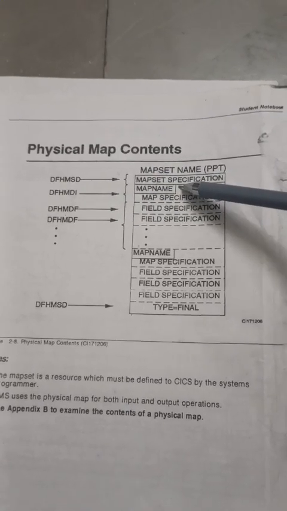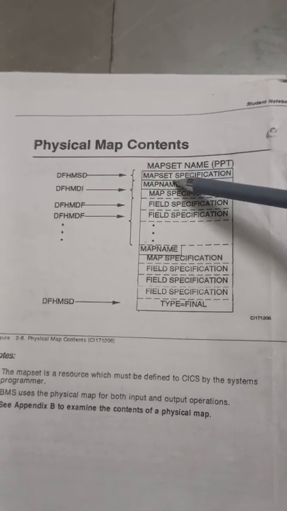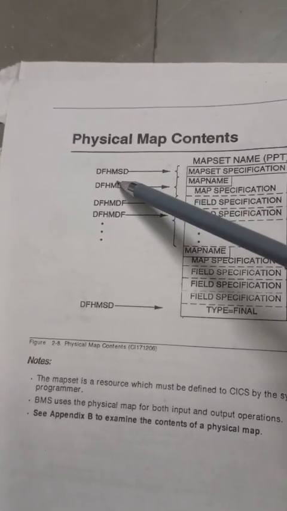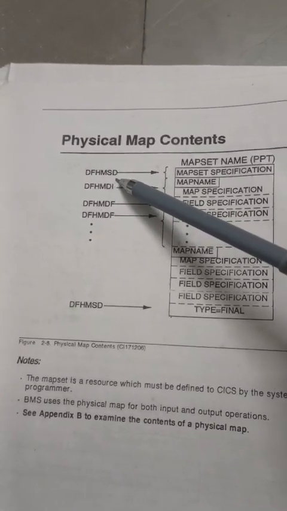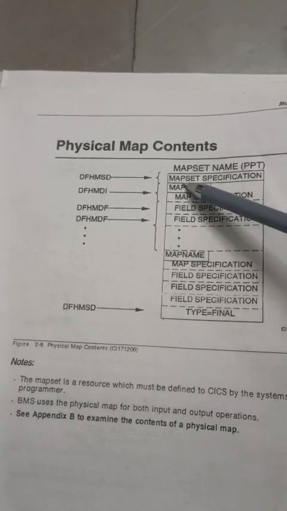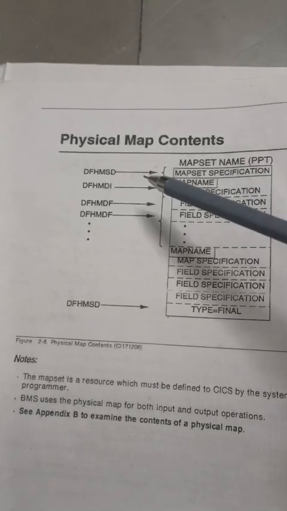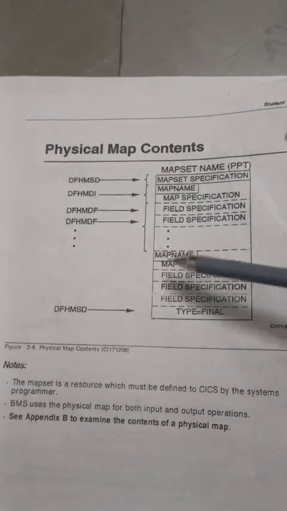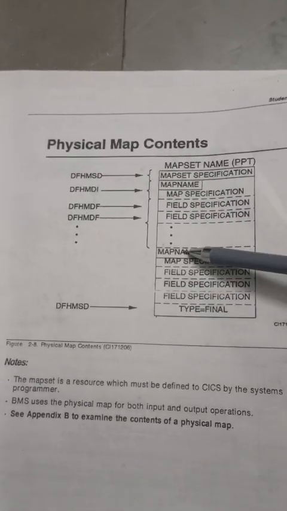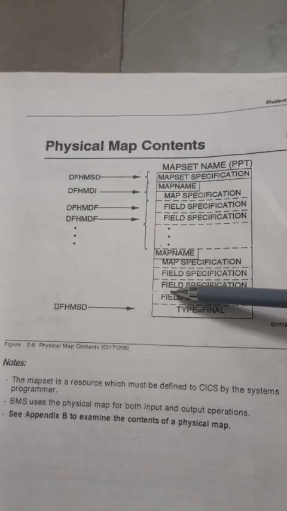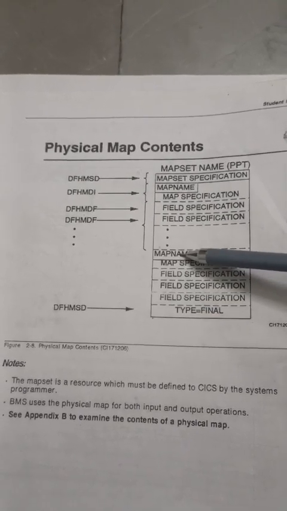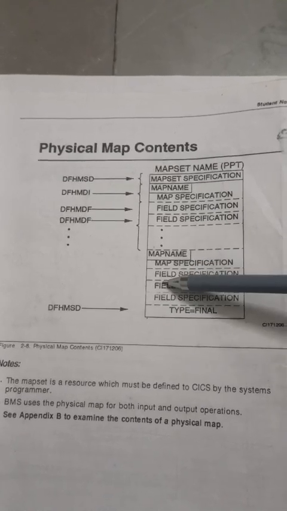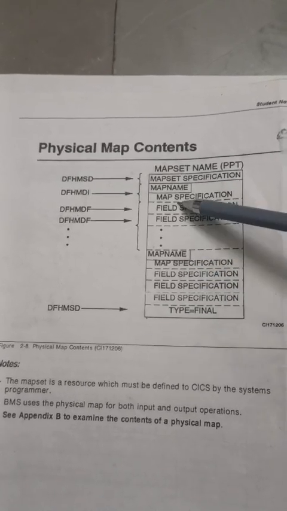Next, how do we identify the map set in the macros? To identify the map set we have a BMS macro named DFHMSD, the map set definition. Under the map set definition we can create any number of maps. There is no limit on the creation of maps. Some people say 256, but there is no limit; in each map set we can create any number of maps.